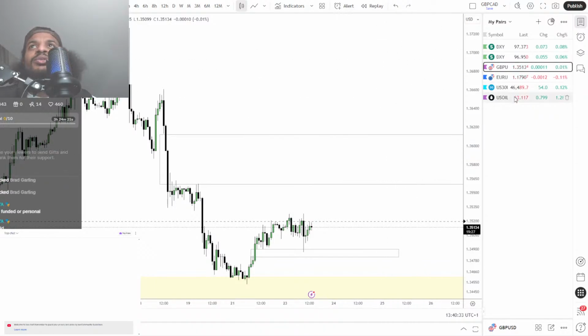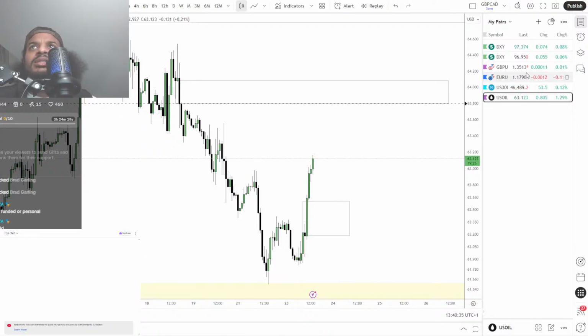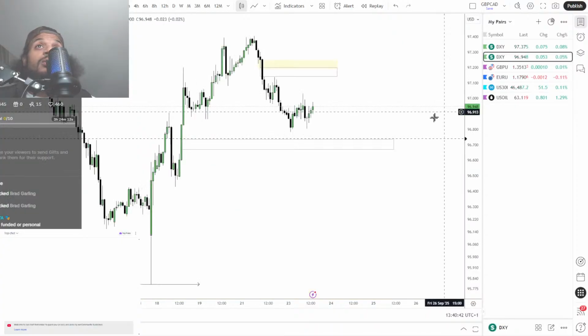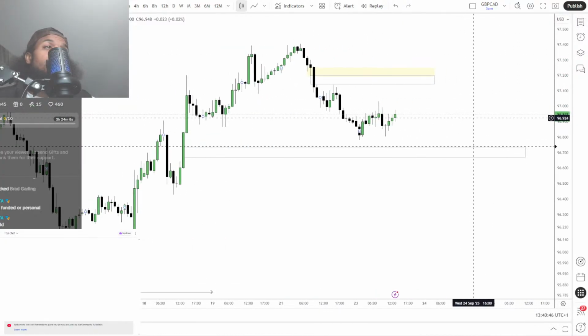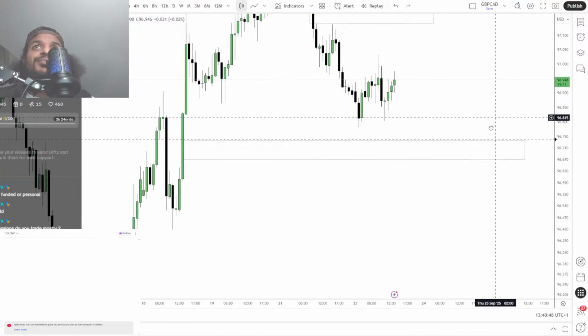This is GU, so this is Euro USD. This is US oil. I'm just kind of waiting on the dollar, to be honest with you today. The dollar ain't really the thing, man.